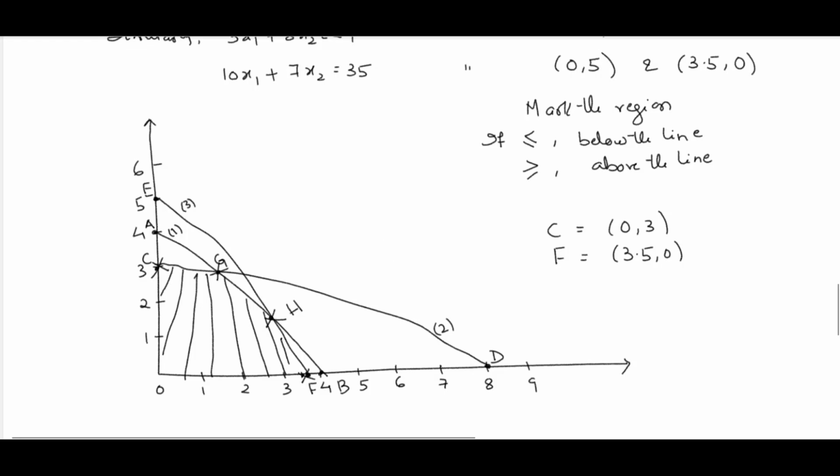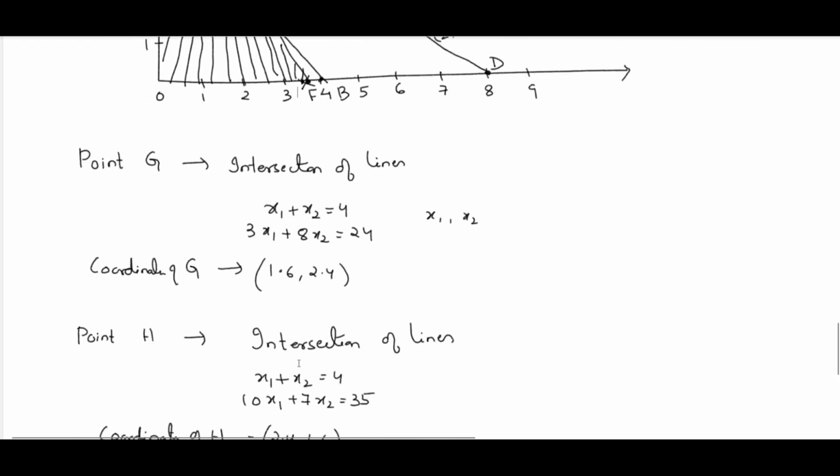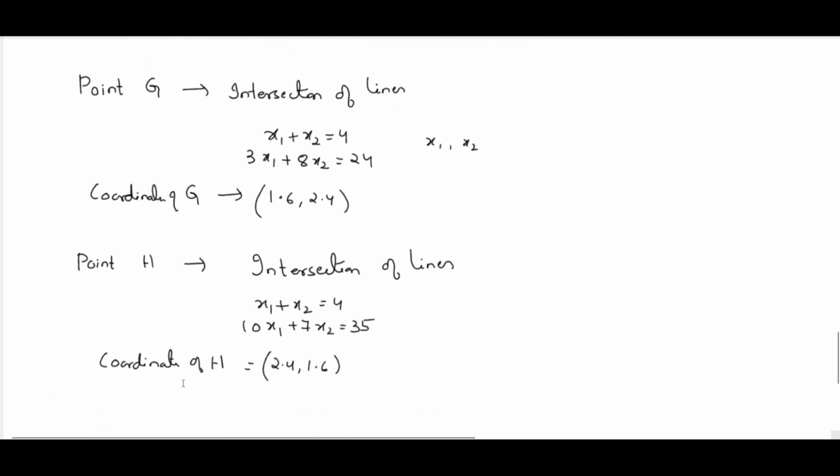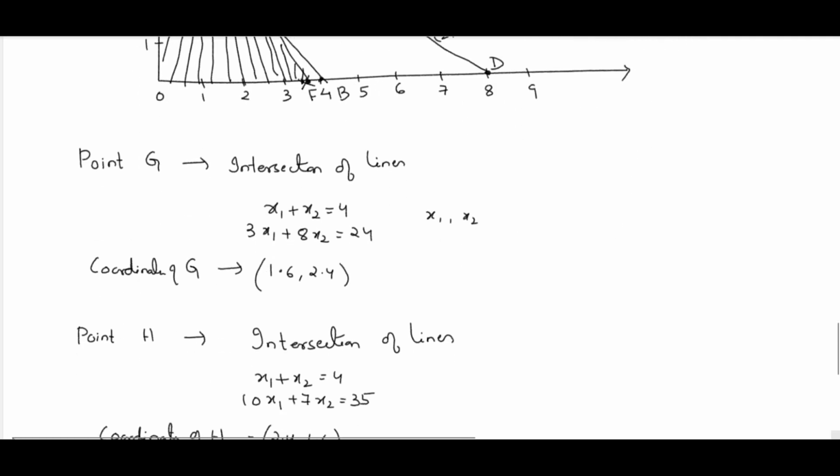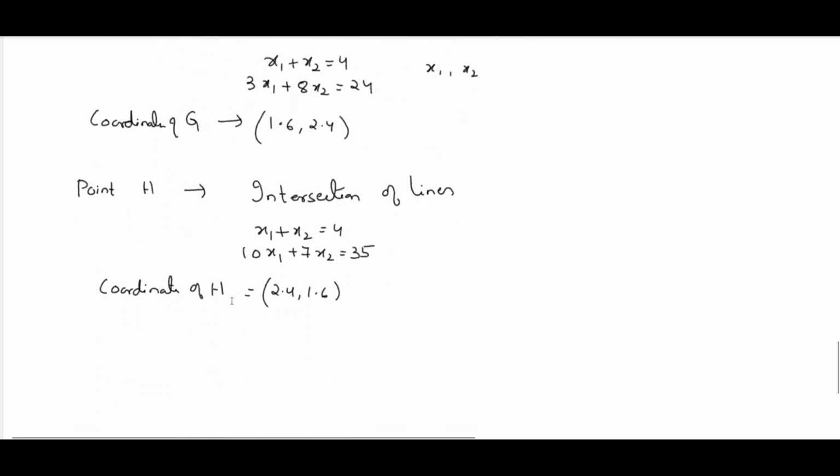Here you should not get confused between these lines, so I am drawing very close hatched lines. Now you have so many x1, x2 values. For C you got 0 and 3. For F you got 3.5, 0. For G you got 1.6 and 2.4. And for H you got 2.4, 1.6.